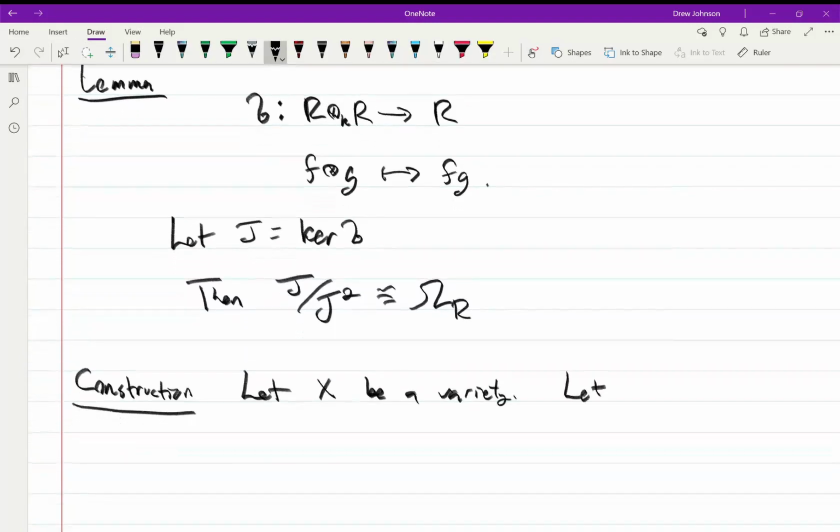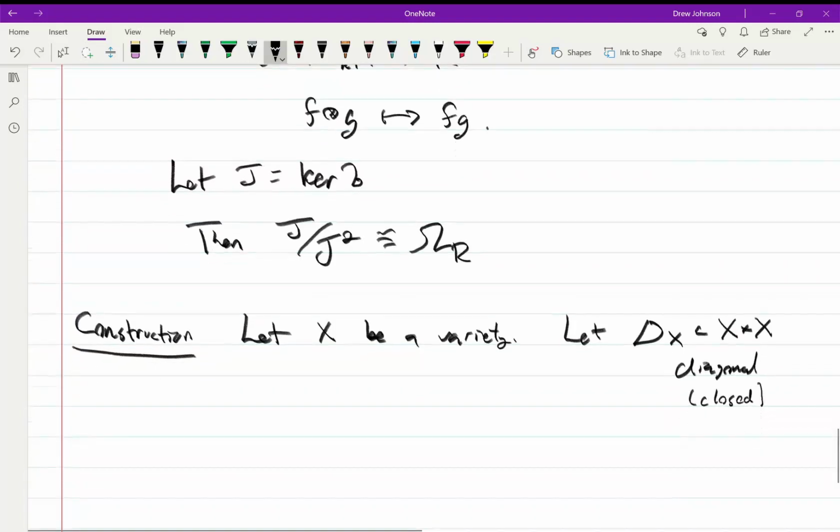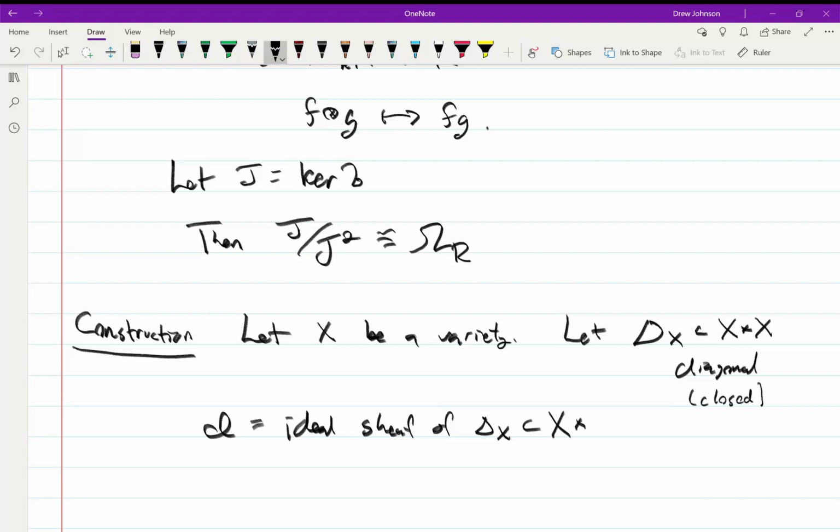And let's let delta X be the diagonal, the triangle. And recall by the definition of a variety that it's going to be closed. All right, so it has an ideal sheaf. So let's let script I be the ideal sheaf of delta X in the product. All right, so I think we talked about how a closed subvariety has a corresponding ideal sheaf.